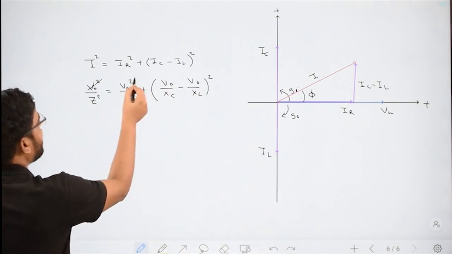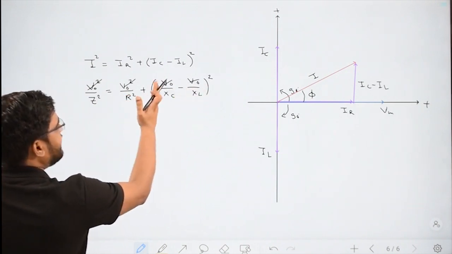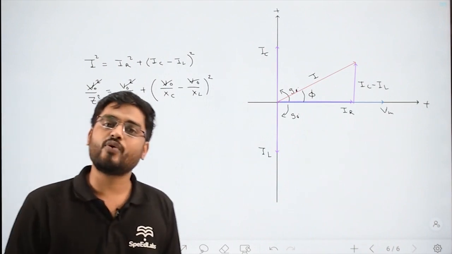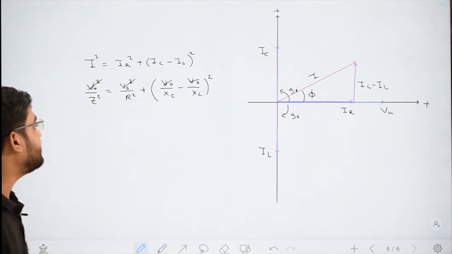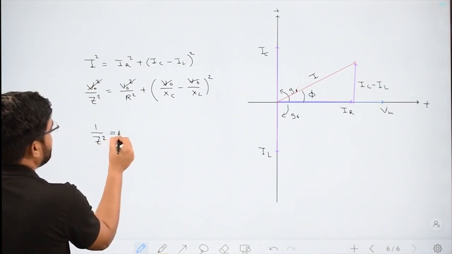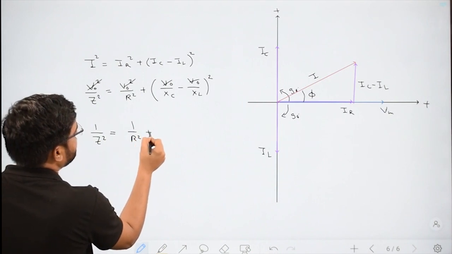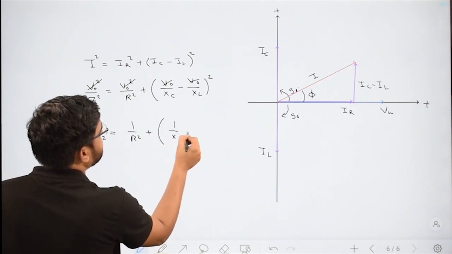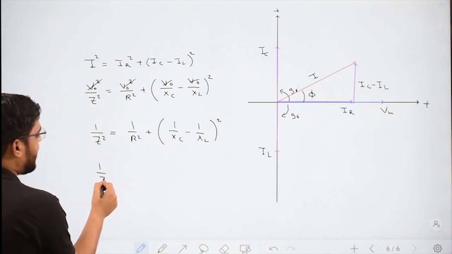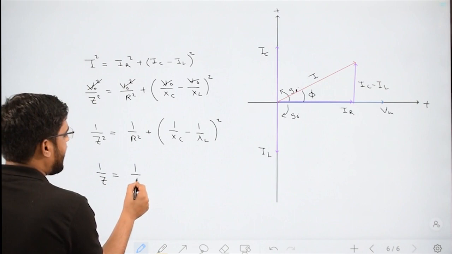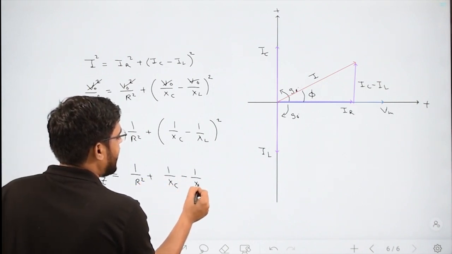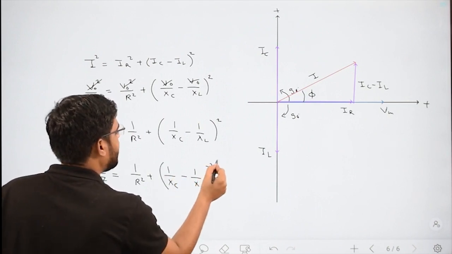And this V naught square, this V naught I'll take common, it will come out of the bracket. So this is also V naught square. We can cancel out, that is the common voltage which is applied across all three of them. And now this gives me 1 by Z square is equal to 1 by R square plus 1 by XC minus 1 by XL whole square. Now this is 1 by Z equals root of 1 by R square plus 1 by XC minus 1 by XL whole square.